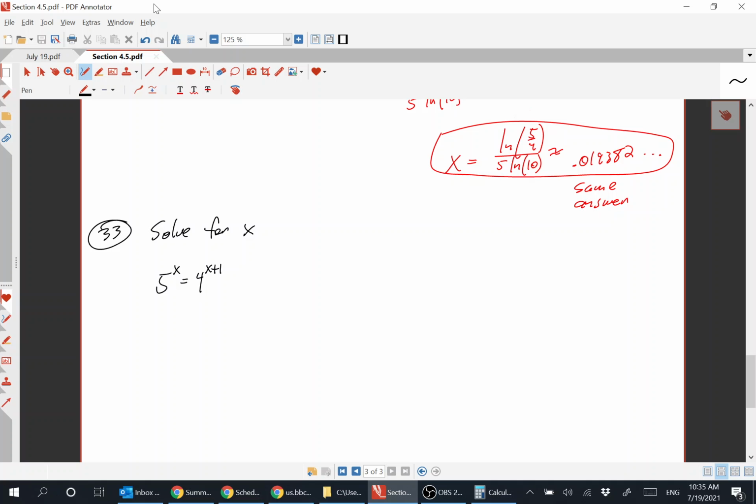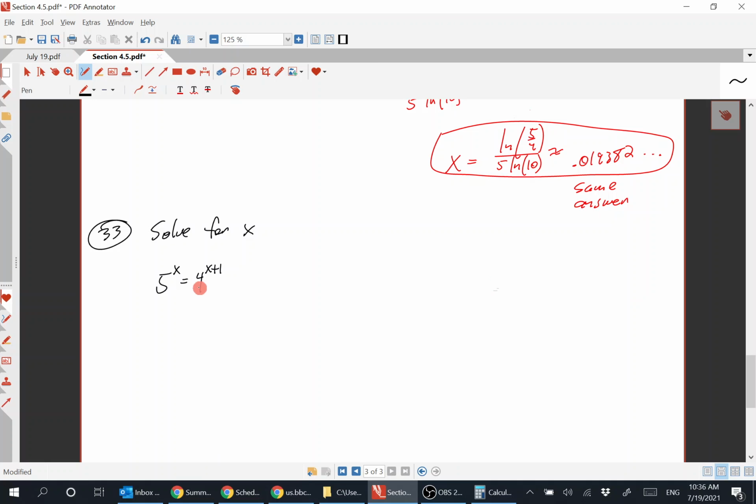Solve for x. So we got 5 to the x equals 4 to the x plus 1. Well, already we've essentially solved for the exponential expressions. By the way, there's no way to combine. You could subtract the 4 to the x plus 1 from each side, but you just can't add these guys together in any way. It doesn't work.